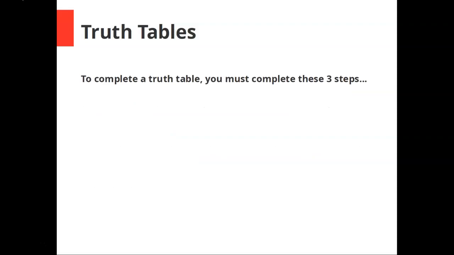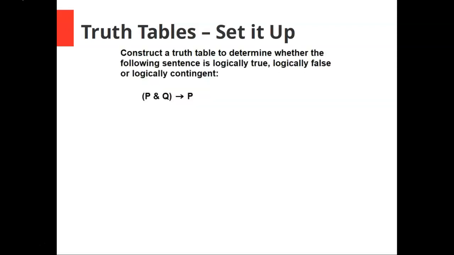To complete a truth table, you must complete these 3 steps. Set it up, fill it in, evaluate it. So let's do our first truth table. Construct a truth table to determine whether the following sentence is logically true, logically false, or logically contingent. If P and Q, then P. So the first thing we have to do is set it up. We have to set up our truth table. First thing you do is you draw a cross of sorts. In the upper right-hand corner, you put the sentence that you're going to evaluate.